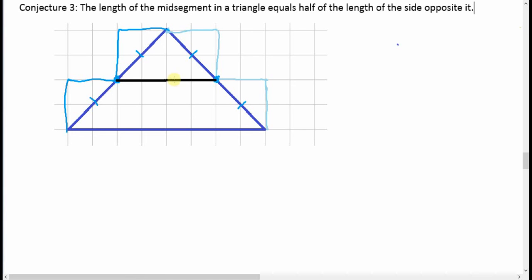Great. So in this case, we've made it match up nice on the grid and we can actually just count out the length. 1, 2, 3, 4. This is a length of 4 units. And at the bottom, 1, 2, 3, 4, 5, 6, 7, 8. This is a length of 8 units. Okay. The length of the midsegment in a triangle equals half of the length of the side opposite to it. Okay, so 4 is half of 8. The midsegment here, and this is the side that's opposite. So we've just supported that.